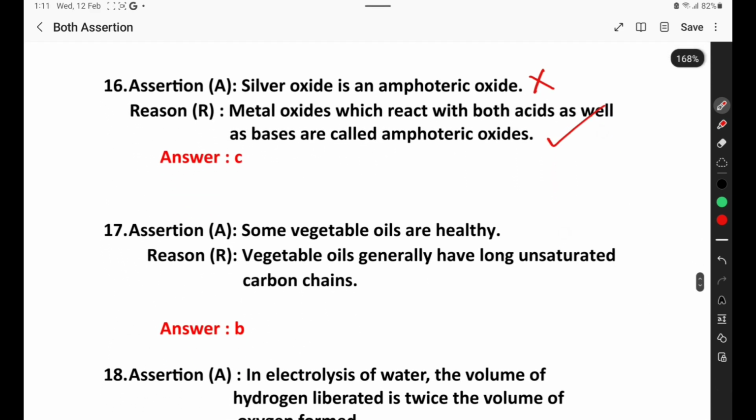Some vegetable oils are healthy. So that's a correct statement. And vegetable oils generally have long unsaturated carbon chains. That statement is also correct. But we know vegetable oils are healthy not only because of this unsaturated chain, but because of the fat content too; all reasons we have to consider. So we cannot say the reason is the correct explanation of the assertion. So we can go with option B.